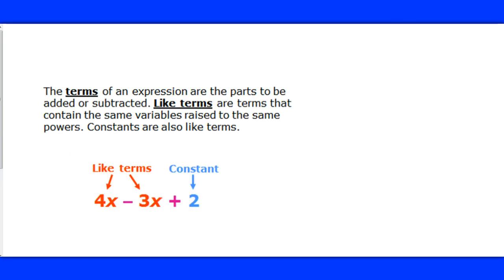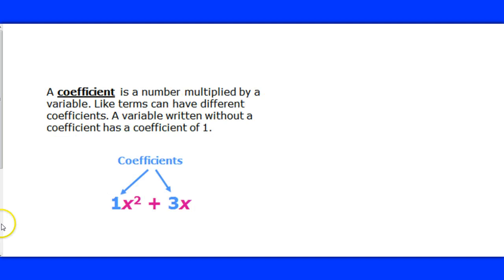Terms of an expression are the parts that are added or subtracted. So you can see these are terms here, and terms are separated by a plus or a minus. Like terms mean they have the same variables with the same powers. Constants are the numbers that don't have a variable, and constants are also like terms. Some vocabulary you need to know.